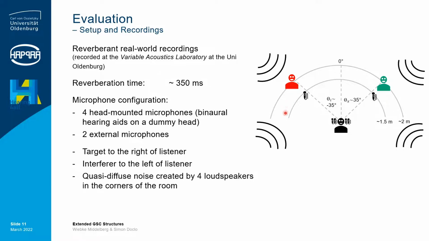The background noise was created by 4 loudspeakers facing the corners of the room and playing back multi-talker babble noise, which created a quasi-diffuse noise field. All signal components were recorded separately at a sampling rate of 16 kilohertz.